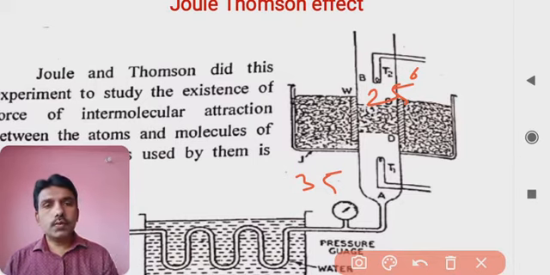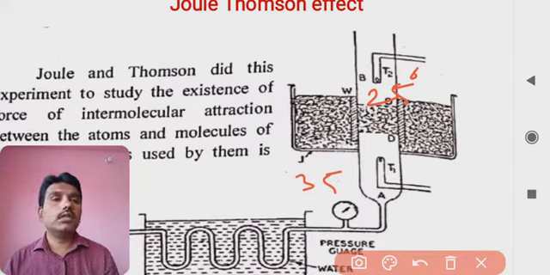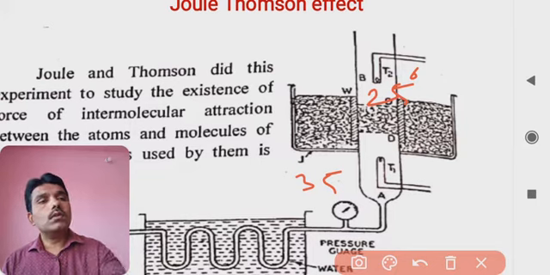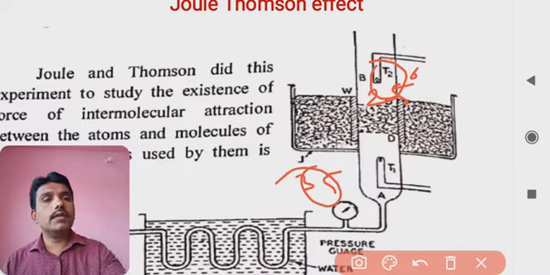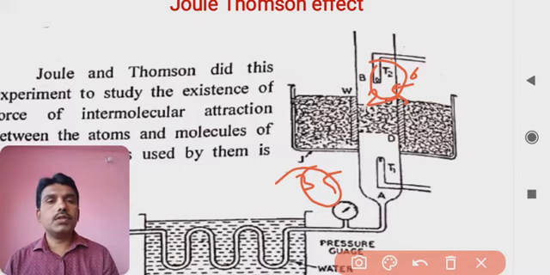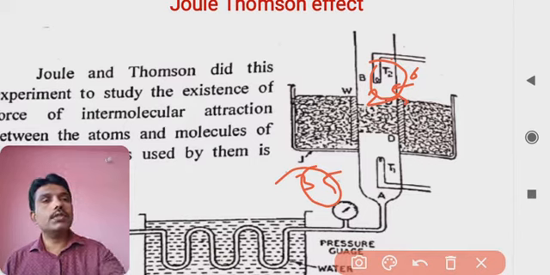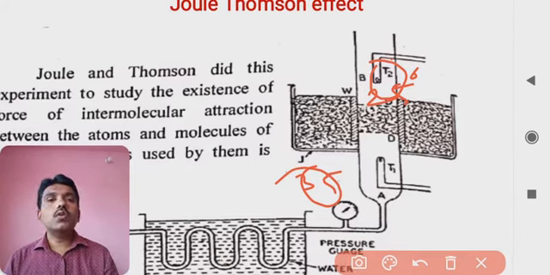Why is that? Because the intermolecular distances of the molecules increase. When the gas comes out at the other side, glass tube B, and we measure it at thermometer T2, the platinum thermometer, we find it is lower than the temperature of the inserted gas. So the temperature has decreased, and that is called the cooling effect.